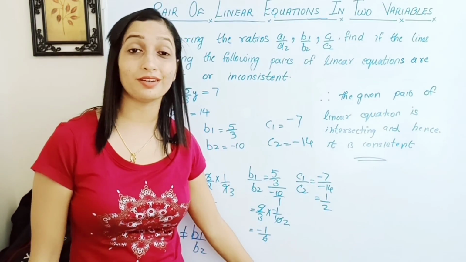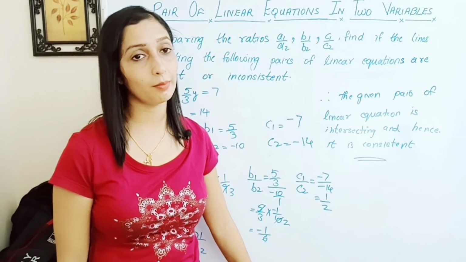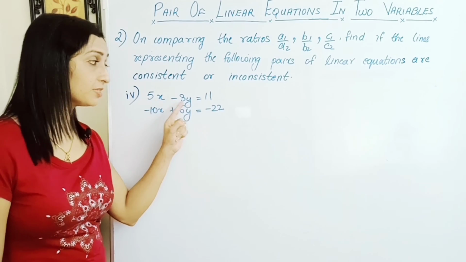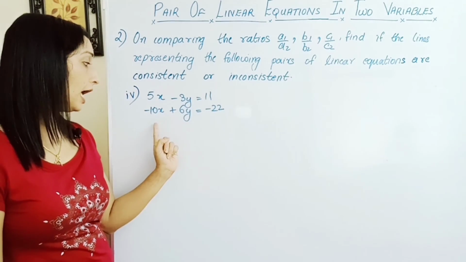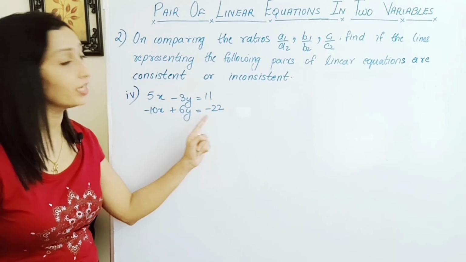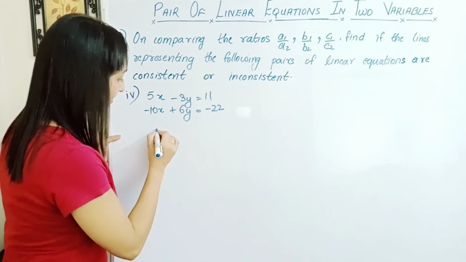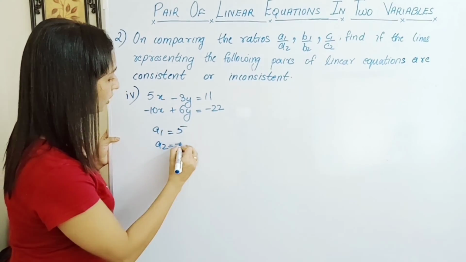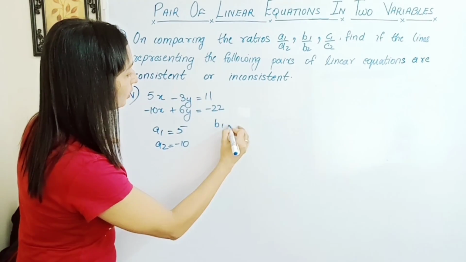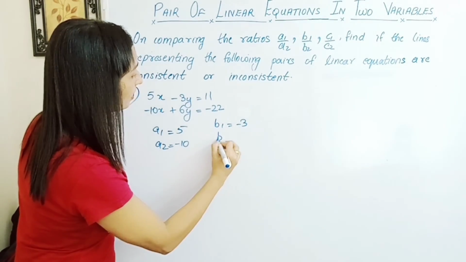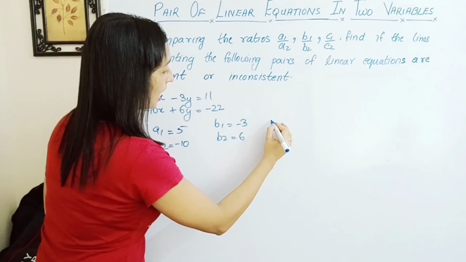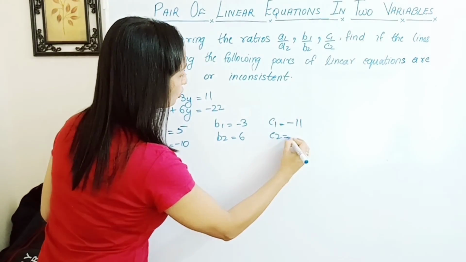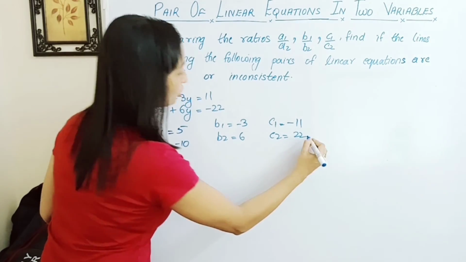Now let's move on to our next question, which is question number 4. Now this is our part 4, that is 5x minus 3y equals 11 and minus 10x plus 6y equals minus 22. So let's take down and write our A1 equals 5, A2 equals minus 10, B1 equals minus 3, B2 equals 6 and C1 equals minus 11 and C2 equals 22.